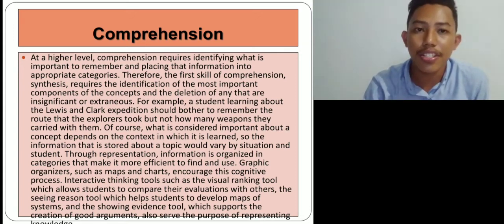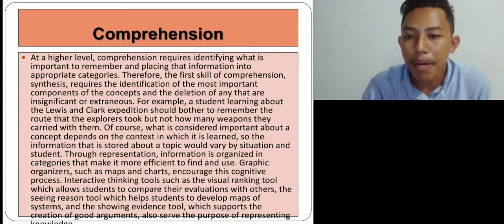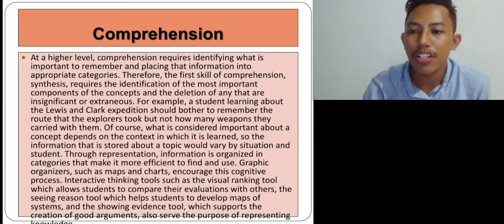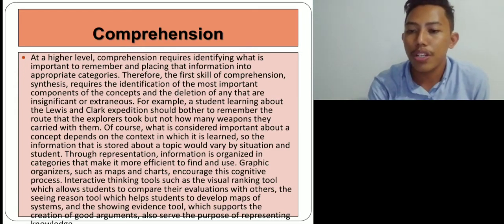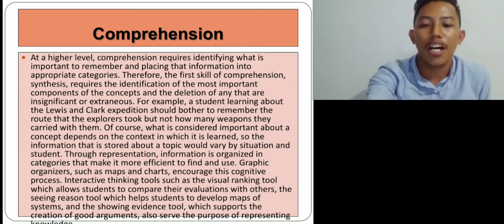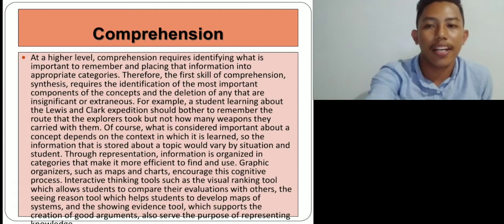Graphic organizers such as maps and charts encourage this cognitive process. Interactive thinking tools such as the visual ranking tool, which allows students to compare their evaluation with others, the seeing reason tool, which helps students to develop maps of systems, and the showing evidence tool, which supports the creation of good arguments, also serve the purpose of representing knowledge.